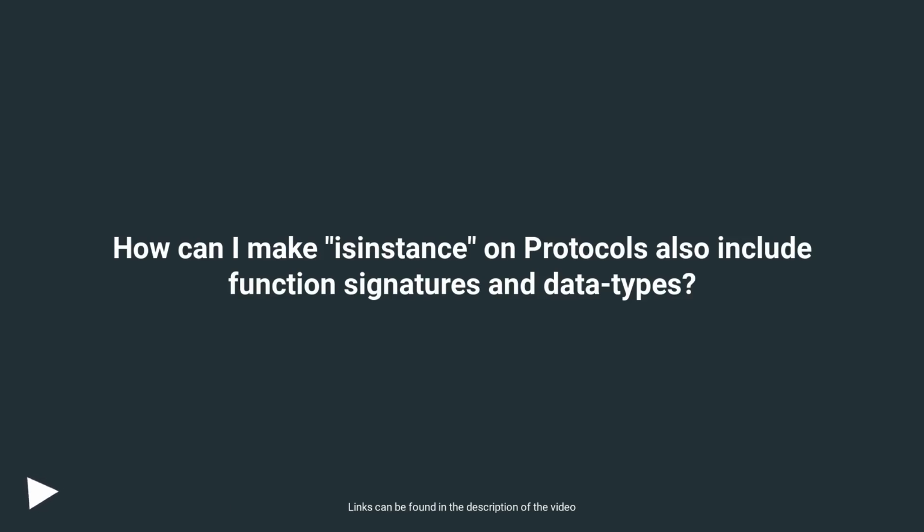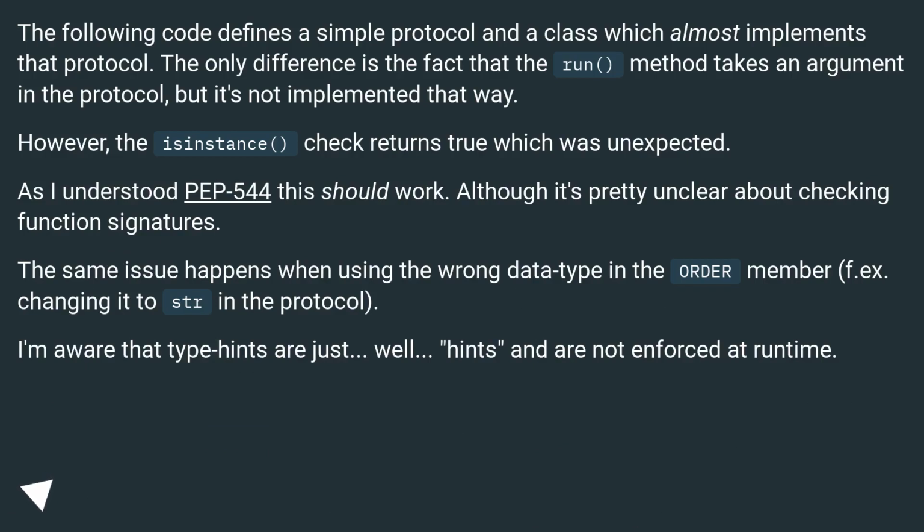How can I make isinstance on protocols also include function signatures and data types? The following code defines a simple protocol and a class which almost implements that protocol. The only difference is the fact that the run method takes an argument in the protocol, but it's not implemented that way. However, the isinstance check returns true, which was unexpected.